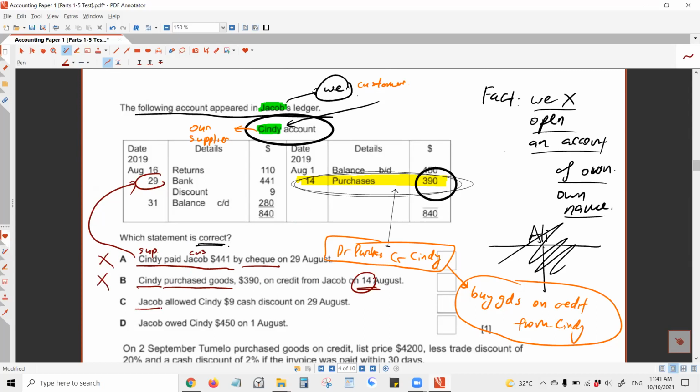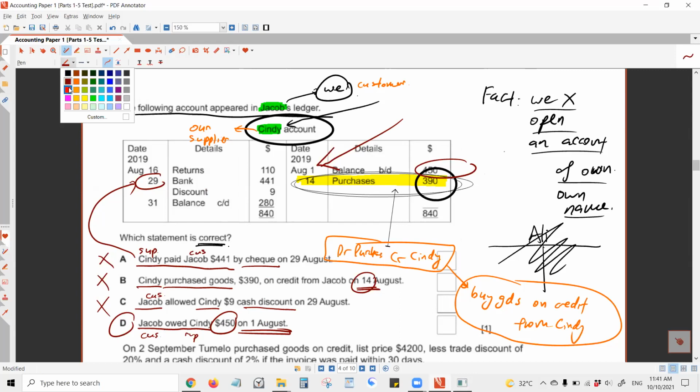C, Jacob allows Cindy discount? No, we are customer. How can we allow our supplier discount? Wrong. Lastly, D, Jacob owes Cindy. This makes sense. Customer owes supplier 450 on August 1st. August 1st, this one? Yes, correct. So the answer is D. Again, 5 to 10 seconds before I move on to the next question. That's how you solve this question: know who we are, and then know who the other person is, customer or supplier.